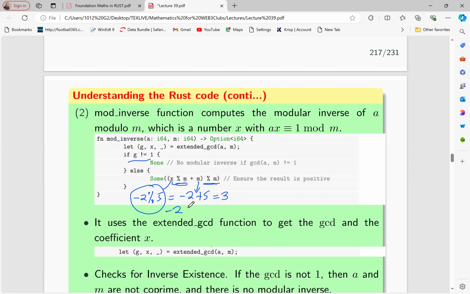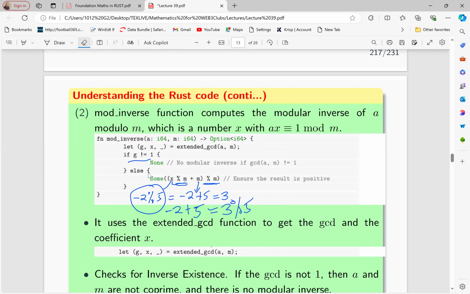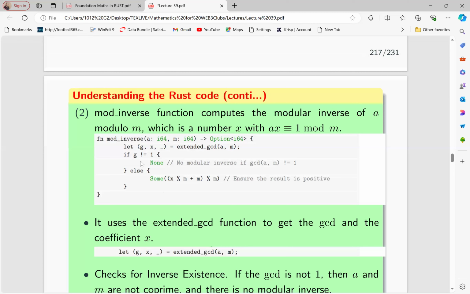So how do you make it positive? You add M to it. If you add M to it, you get a positive 3. What if the value inside would be bigger than M? Reduce it by M, and then write the remainder. So that is what the inverse function is doing. Actually, this inverse function is not doing a lot. It's just using the results above, checking the one that gave you 1 as the GCD, and then takes the coefficient and converts it.